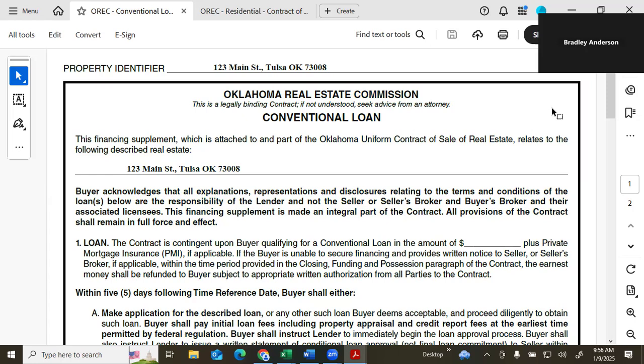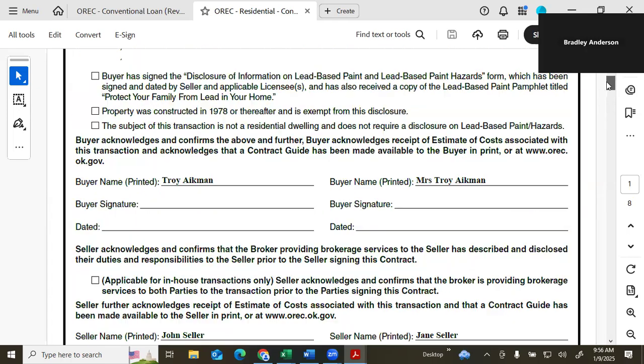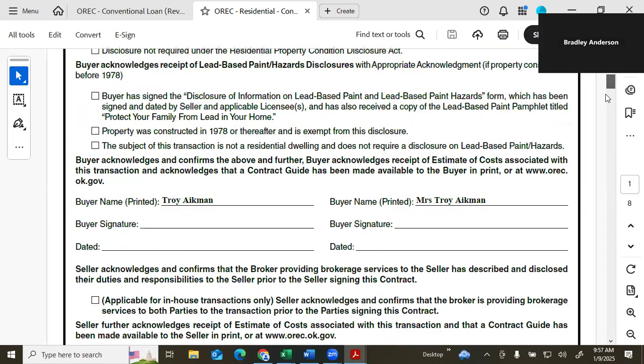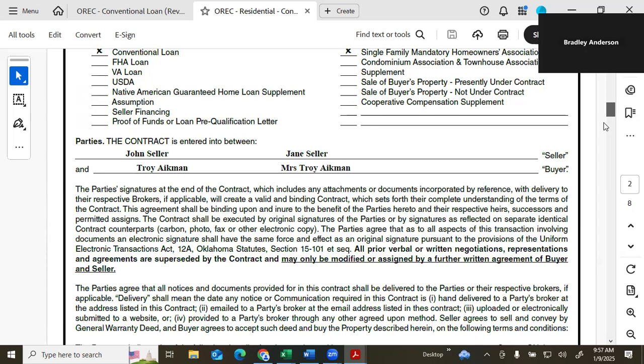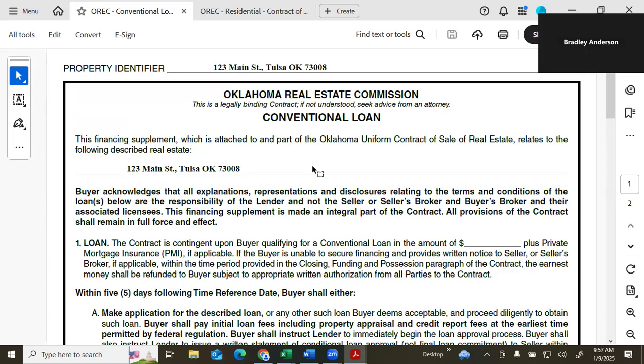All right. So if you'll remember, the contract for sale always assumes that it is a cash transaction, as it says here, unless a financing supplement is attached. So that's what we're reviewing today. This is the financing attachment, all right?